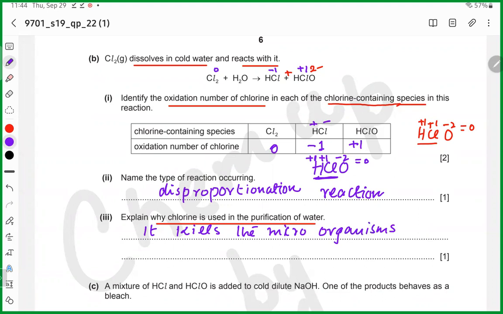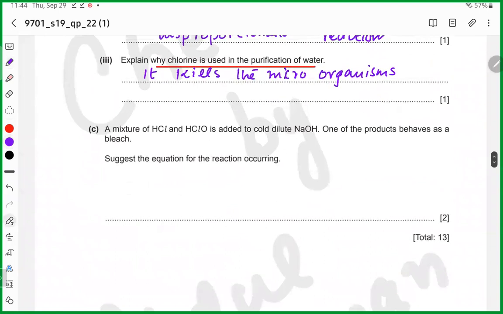जी यहाँ तक क्लियर है सबको? Yes. ओके. A mixture of HCl and HClO is added to cold dilute NaOH. One of the products behaves as a bleach. Suggest the equation for this reaction. जी इससे ऊपर तक सबको क्लियर है? Yes, sir. ओके.